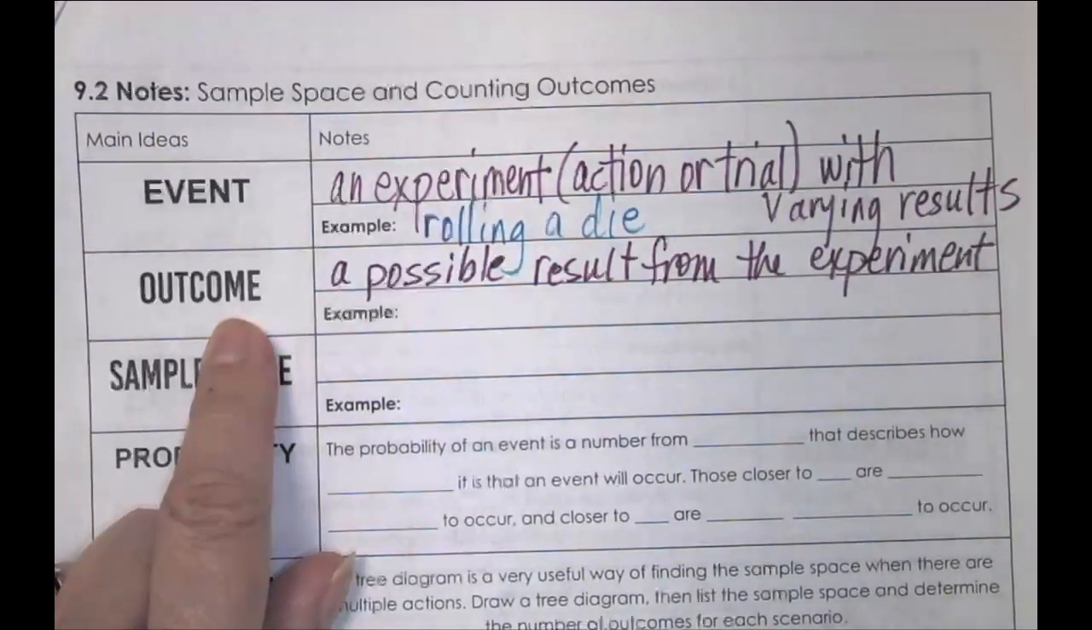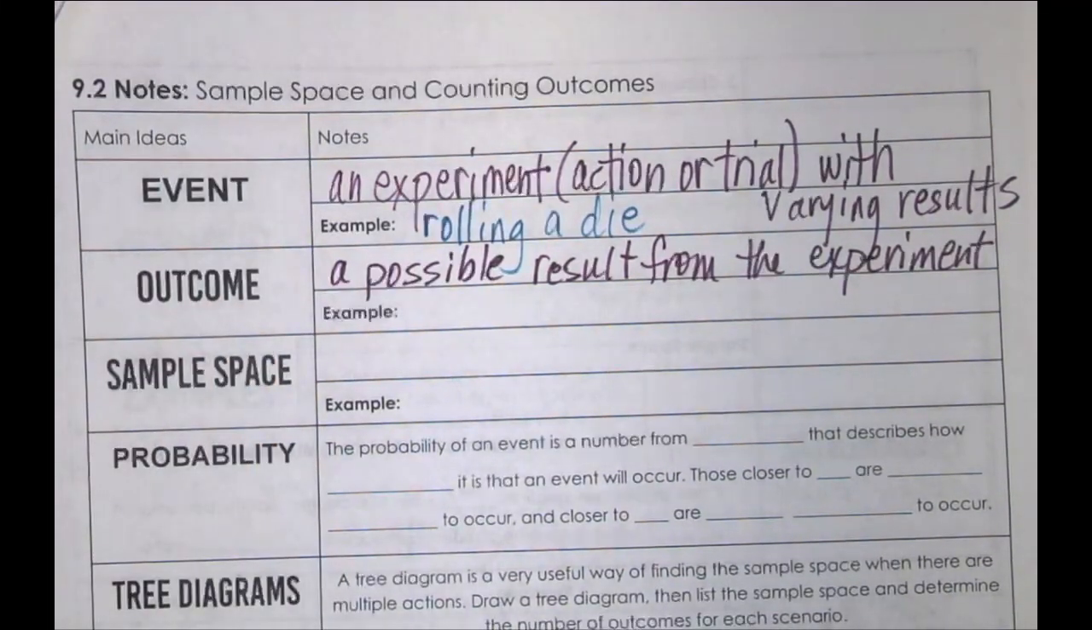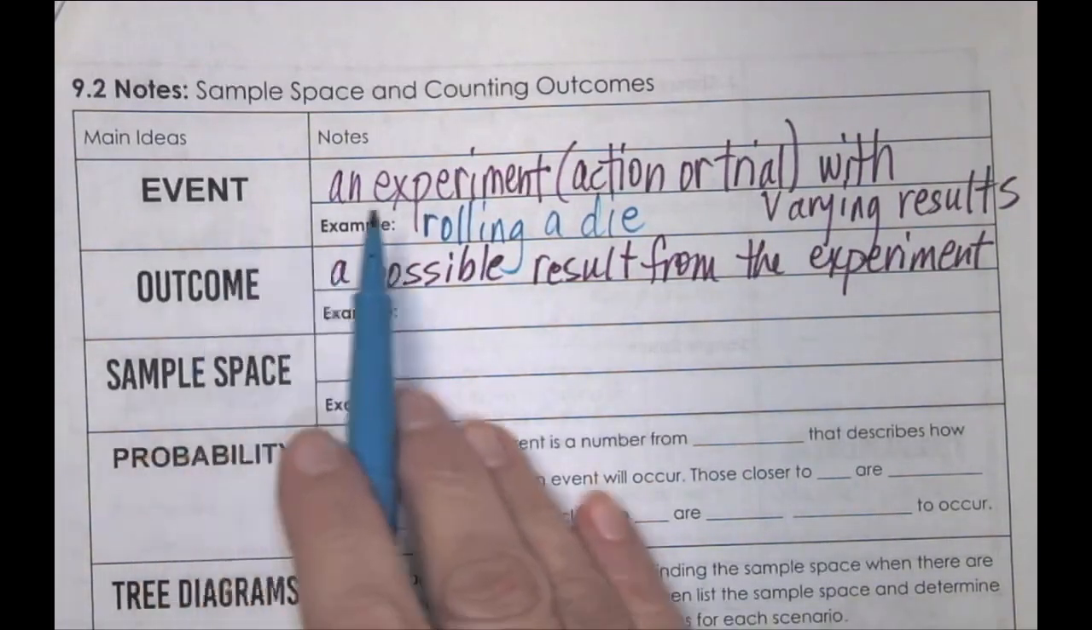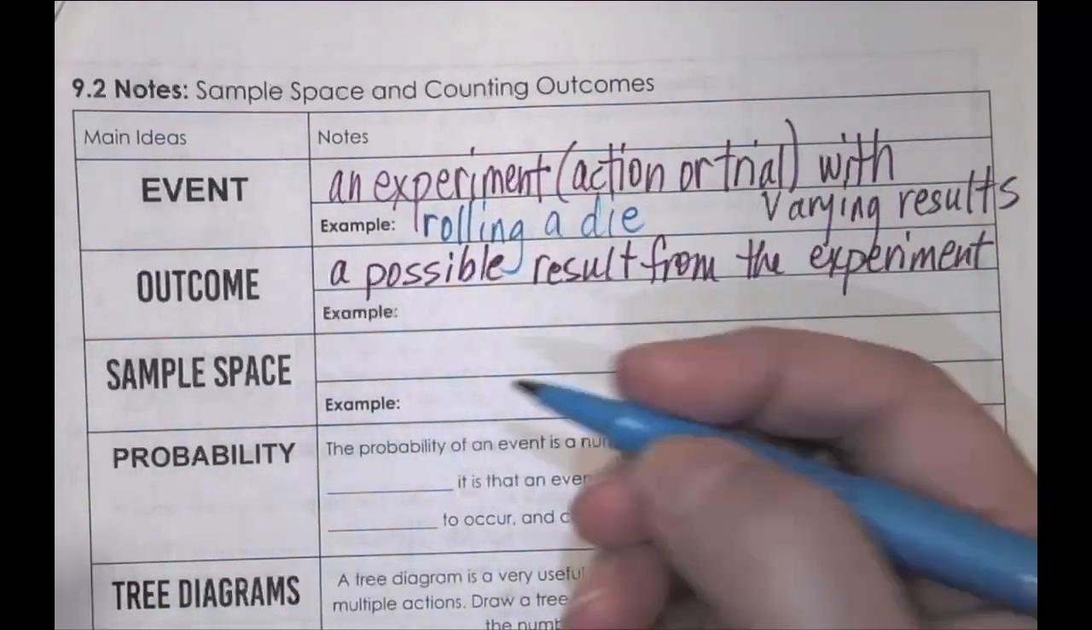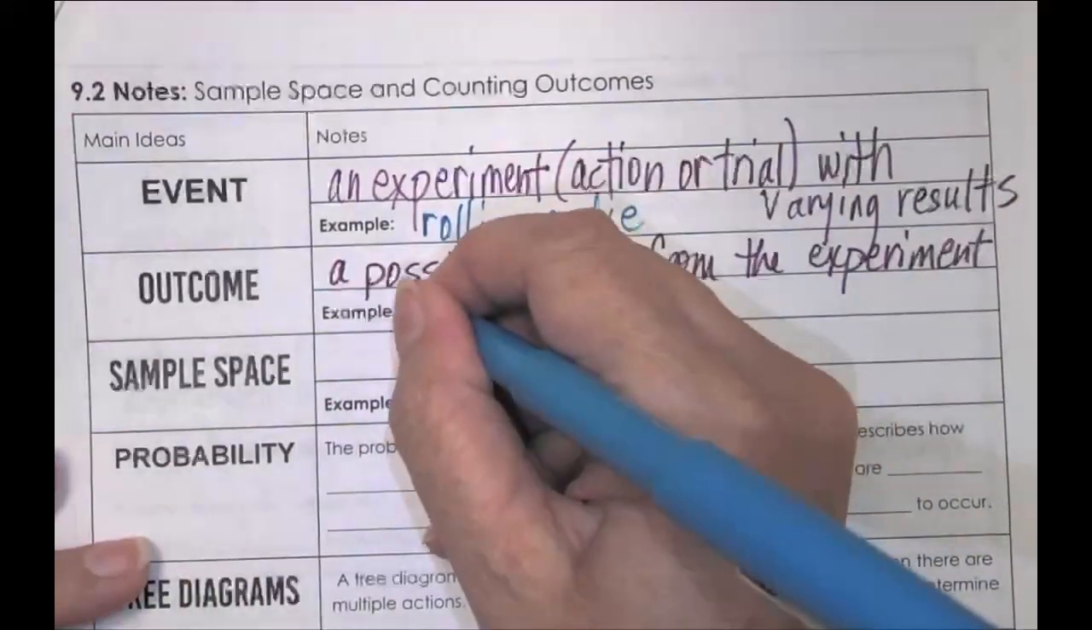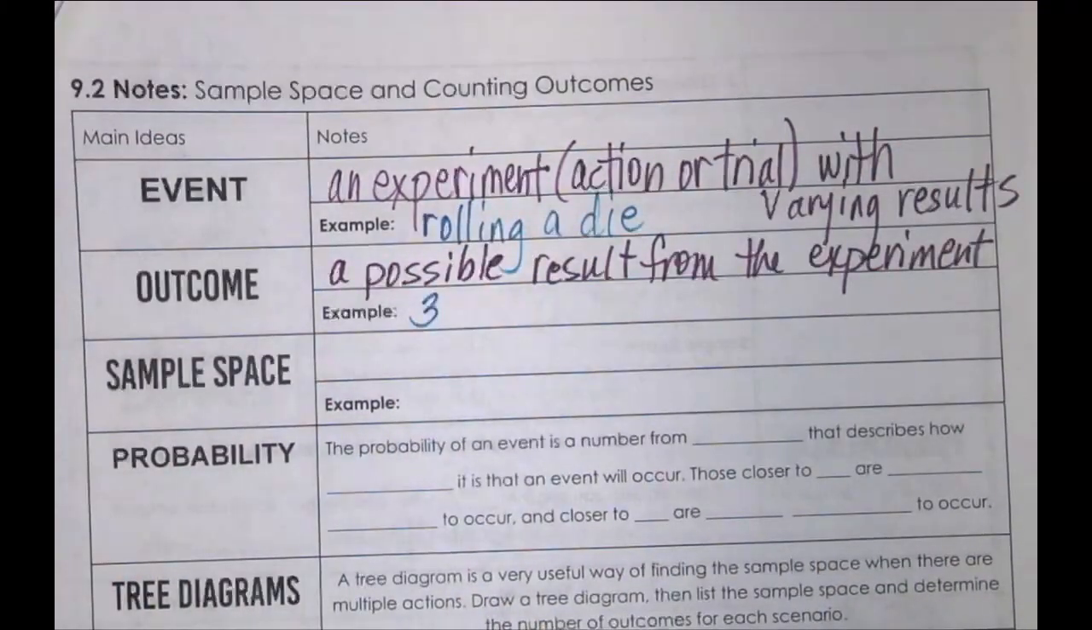So if you rolled the die, you've got 6 choices. So let's say you rolled the die, that's your event or your experiment, and your outcome was a 3. Let's say we landed on a 3.